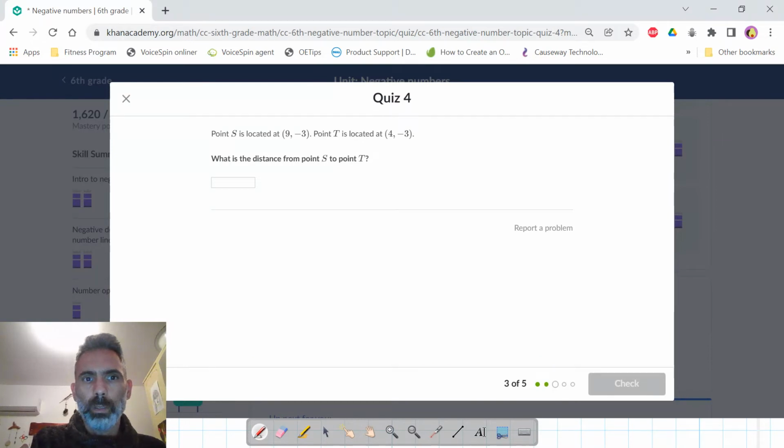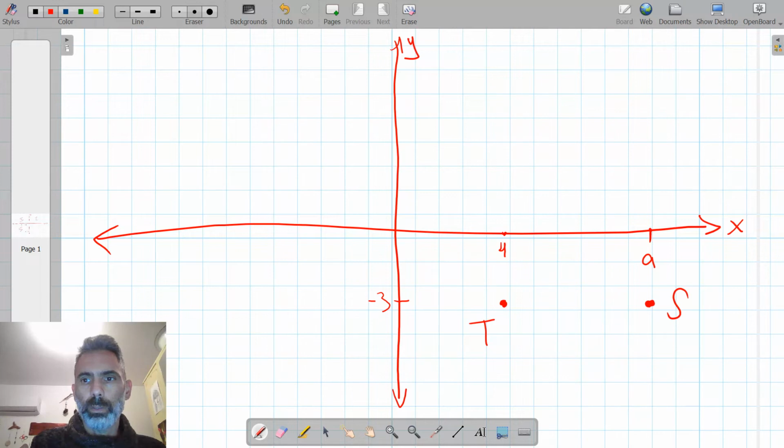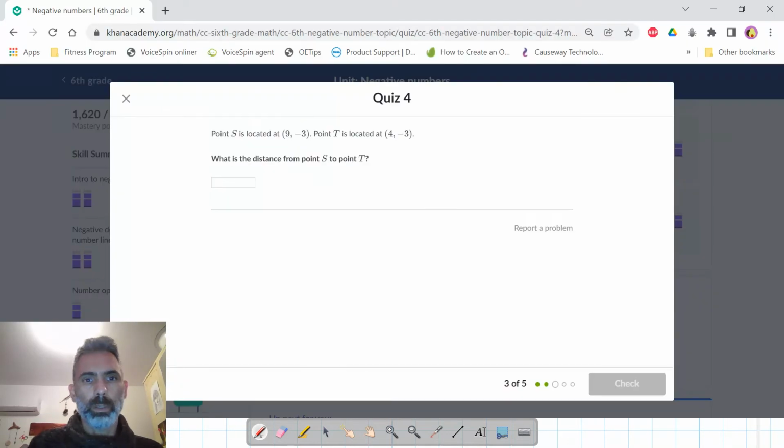Okay, what is the distance from point S to point T? So the distance is 9 minus 4, 5 units. That's the distance between point S and point T. We're on the same level on the y-axis, and the only difference is on the x-axis. 5 units. Okay.